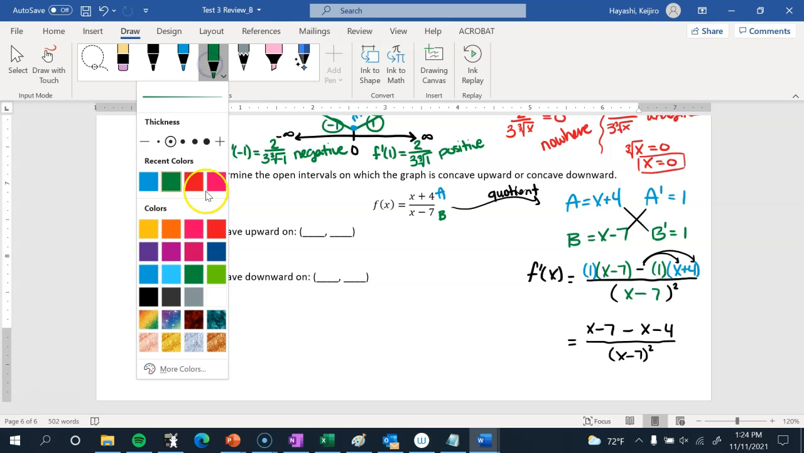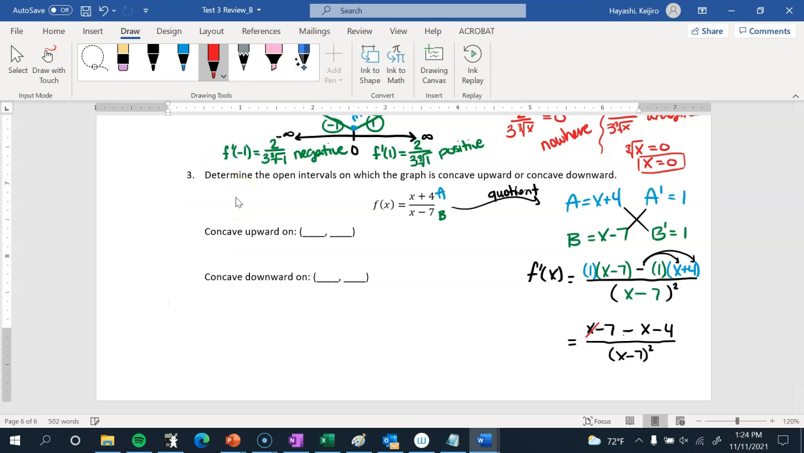But anyways, so it turns out that this x and this minus x right here are going to cancel out, and it's going to simplify to just -11 over (x minus 7) squared. So that's f prime, but we're trying to analyze the concavity, which means we want the second derivative.